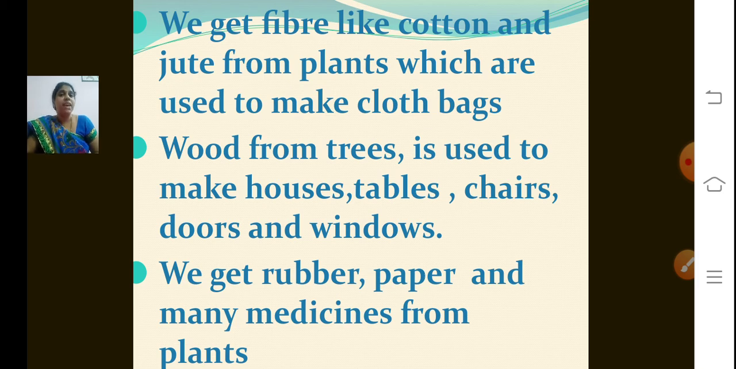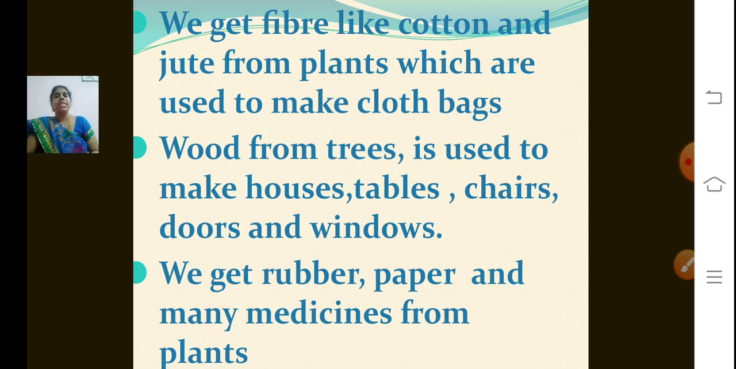Now what do we get? We get fiber like cotton and jute from plants. So what can we make from that? We can make handbags. Your mother carries a handbag, right? So that also we get from the plants. We get fiber like cotton and jute from plants, which are used to make cloth bags.